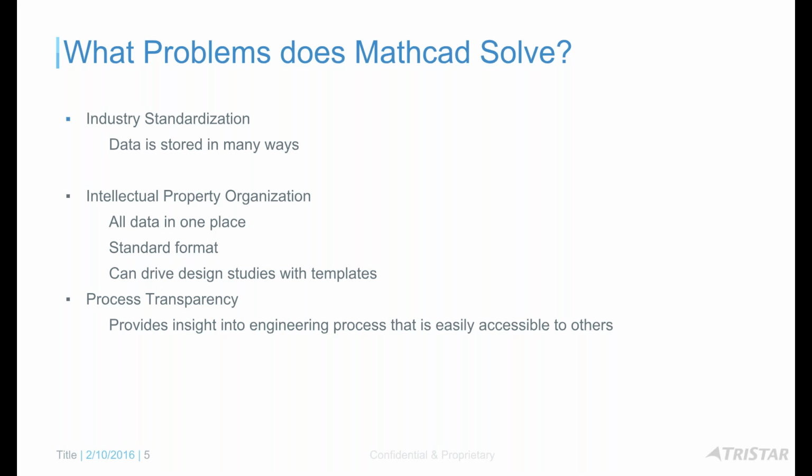Now, the next question is, what problem does Mathcad solve? Often in industry, we lack standardization. So when we are working with a specific customer, that customer might document information one way, another might document it another. Often a good way to make sure a business succeeds is to standardize its processes, observe those processes, and then improve on them. Mathcad helps us do that by allowing us to store all of our information in one way and not have multiple documents that we need to interrogate to understand an engineer's design process.